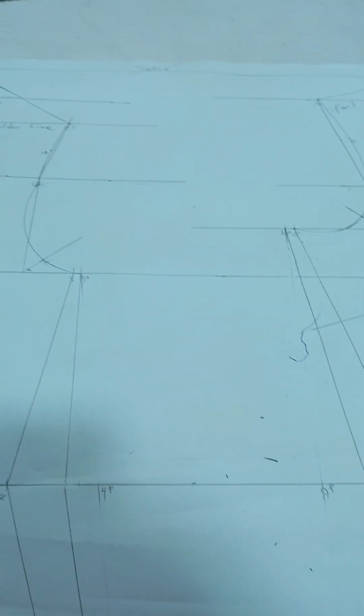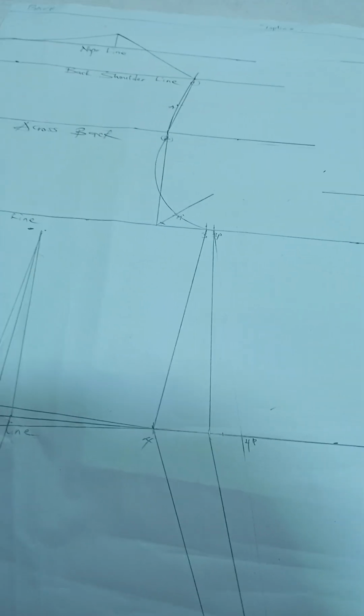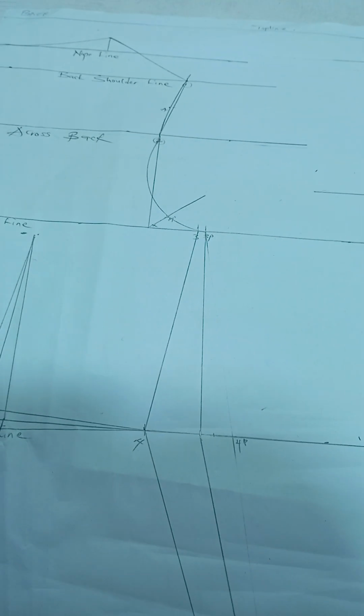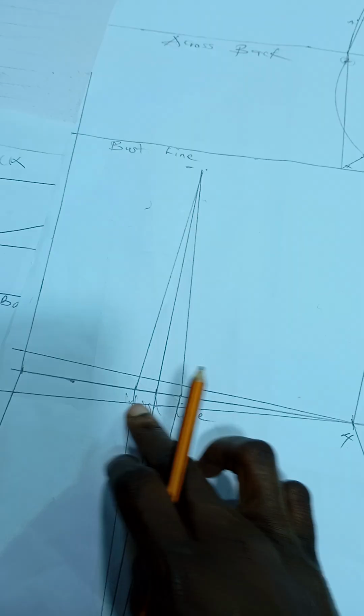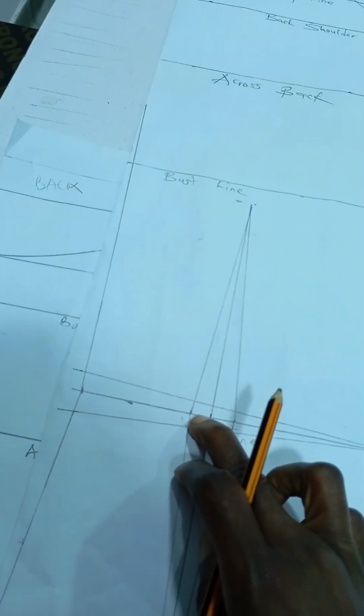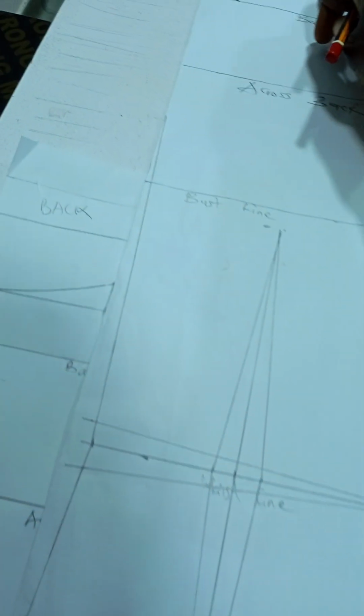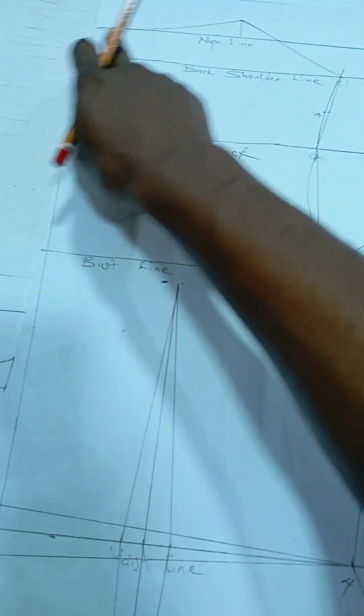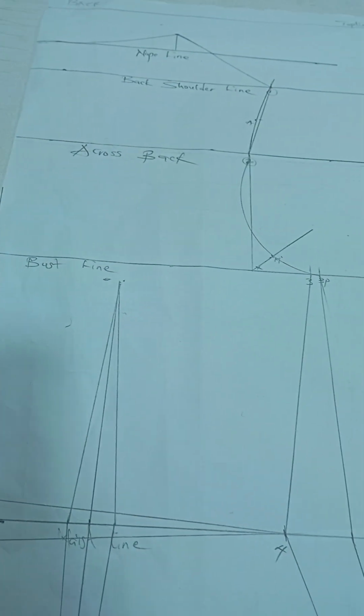So we go over to the back for us to get the nape line. The nape line, you measure outwards the nape to waist upward from the waistline. This is the waistline. My nape to waist is 15, so from here to here is 15 inches. I get my nape line measurement.